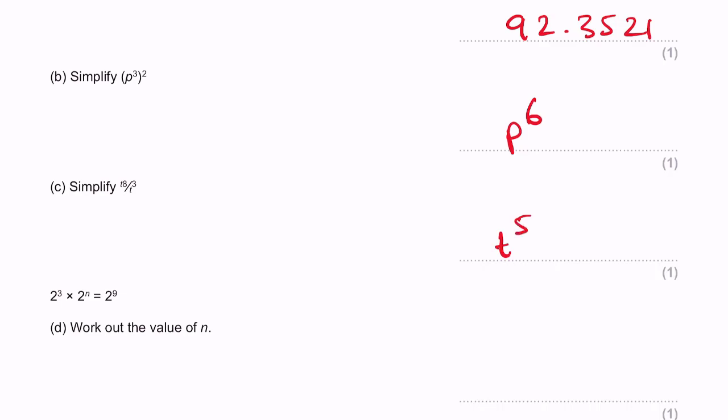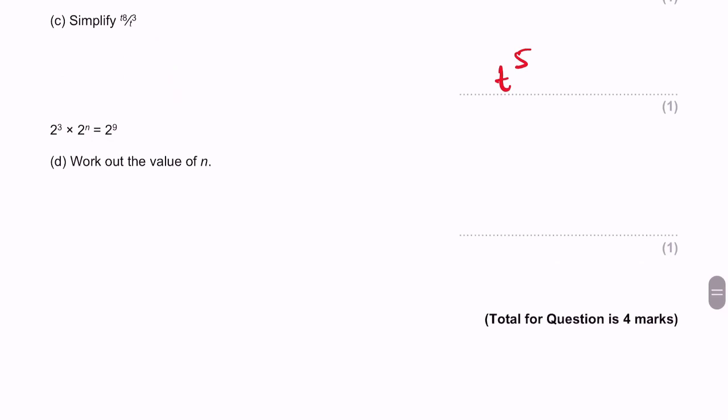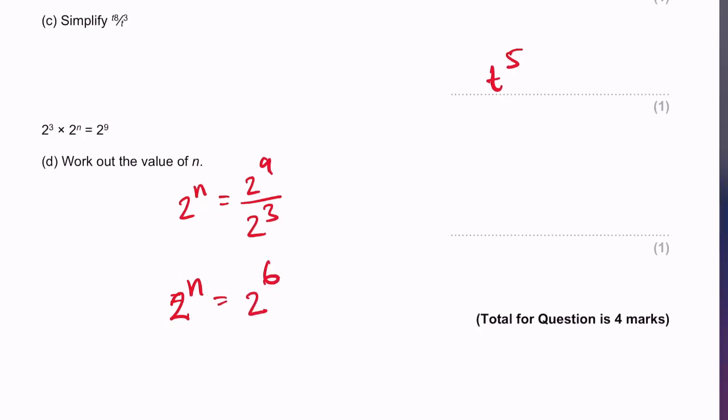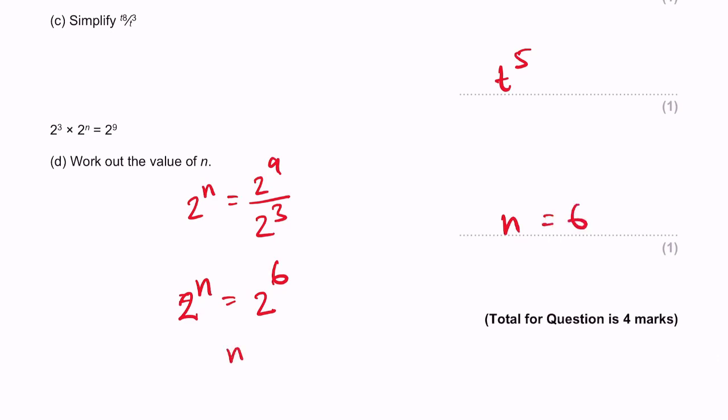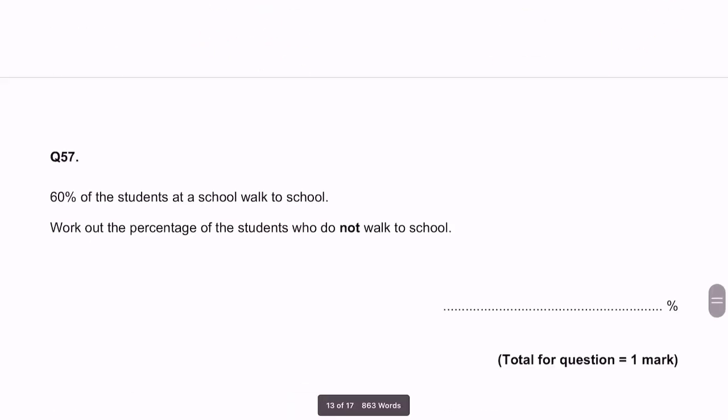So when you divide, take the powers; when you multiply, add the powers. If you've got a power of a power, like this one here, you multiply both powers. 2 cubed times by 2 to the power of n equals 2 to the power of 9. So we can write 2 to the power of n is equal to 2 to the power of 9 divided by 2 to the power of 3. That gives us 2 to the power of n is equal to 2 to the power of 6, so n equals 6, because we've got the same base of 2. And that's altogether 4 marks.